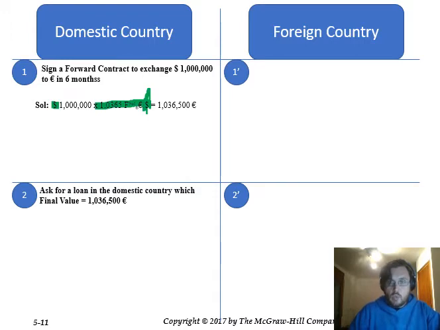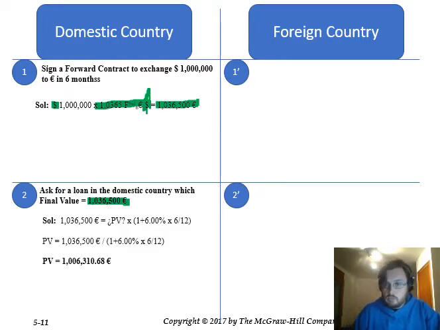We're going to ask for a loan in the domestic country, in our country, whose final value equals the amount of money that we get in 6 months in our currency. The one that we got in step number 1, 1,036,500. So we do the numbers. That's going to be our final value, and we need to solve for the present value.